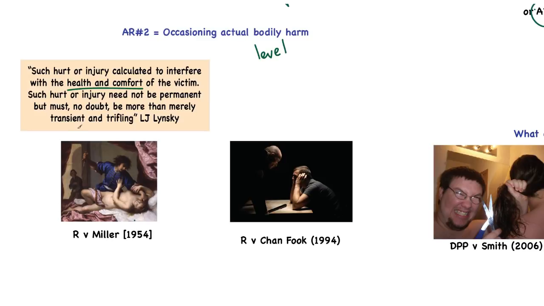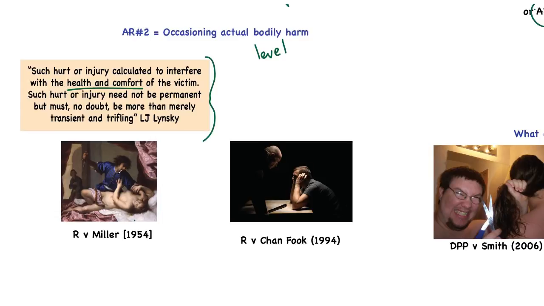So what that means is that if it was a slapped face, and that was just some localised reddening of the skin that lasted 10-15 minutes, that would be transient and trifling. So it has to be an injury or a hurt that is calculated to interfere with the health and comfort of the victim. So that seems relatively straightforward. And what I absolutely implore you to do is to commit that to memory. So as when you are asked in a question, you are easily able to say the definition of what constitutes ABH can be found in Miller 1954 and is such hurt or injury calculated to interfere with the health and comfort of the victim, providing that that hurt is more than merely transient and trifling.